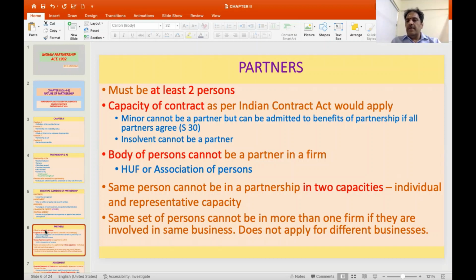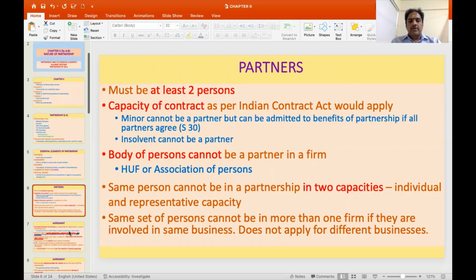Then the same set of persons cannot be in more than one firm if they are involved in the same business, because it doesn't make any sense in having multiple partnerships. But if they are doing different ventures, for each of those ventures they could enter into separate terms, because of which you could have different partnerships of the same persons for different activities.